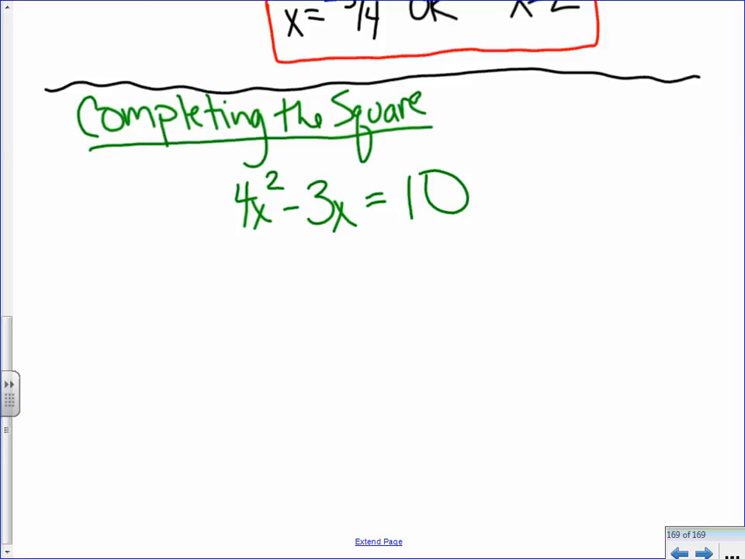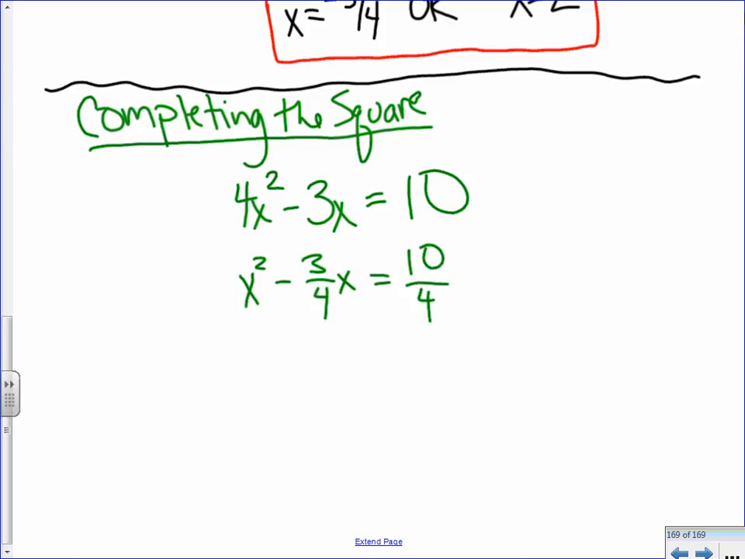Okay, now whenever I complete the square, the first step, hopefully you've got your steps out and you're following along, and maybe you even are a step ahead of me because you know what to do, is to get rid of any coefficient in front of the x squared. So I have to divide everything by 4. So 4x squared divided by 4 just gives me x squared. When I've got negative 3x and I divide it by 4, I get minus 3/4 x, and then equals 10 over 4.